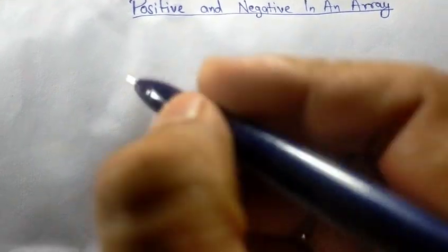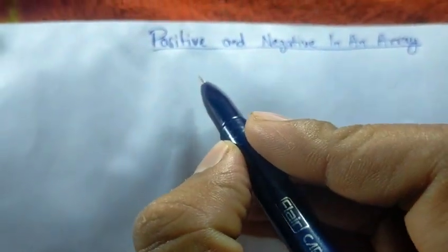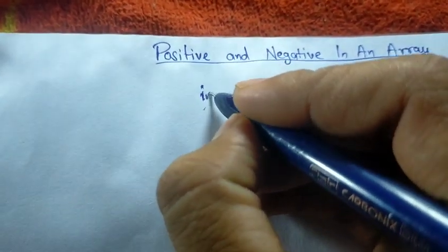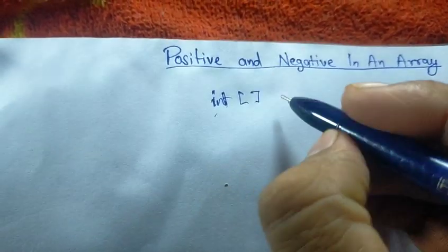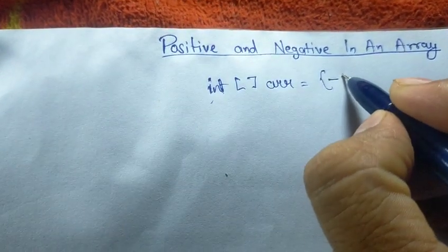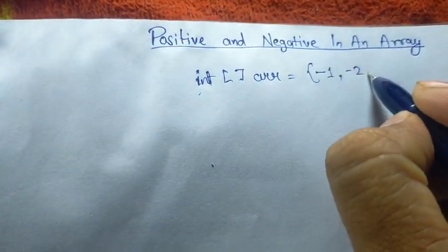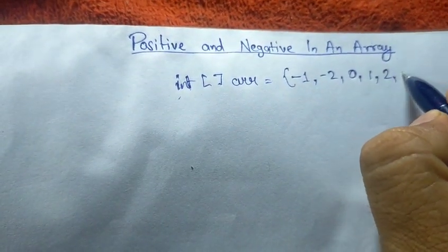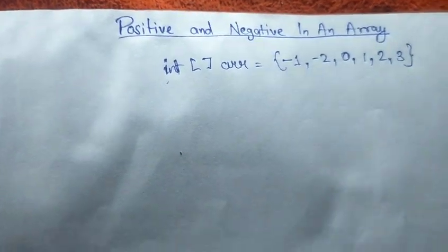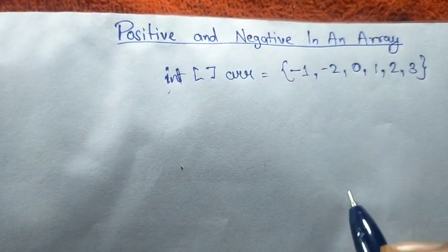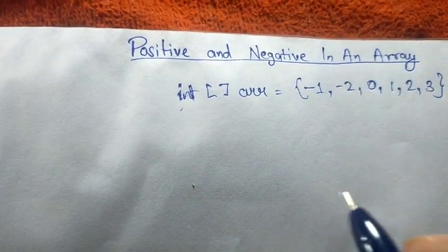So first of all we take an array, for that int arr, that is -1, -2, 0, 1, 2, 3. So here we take our array. After that, first of all we traverse that array.